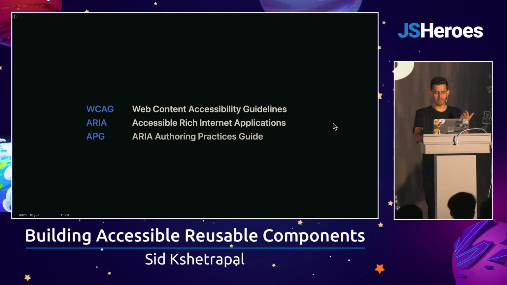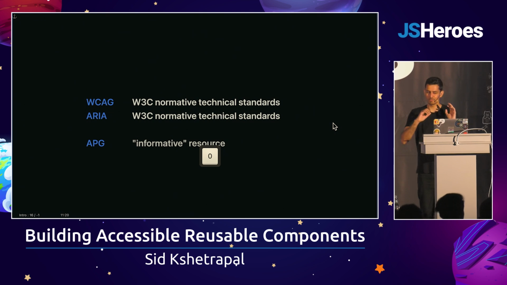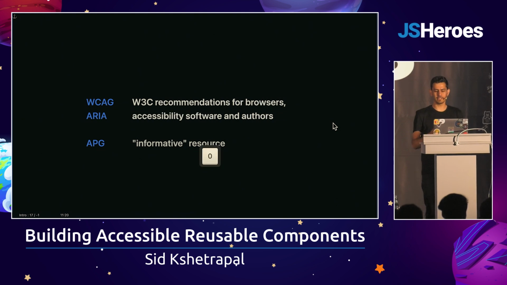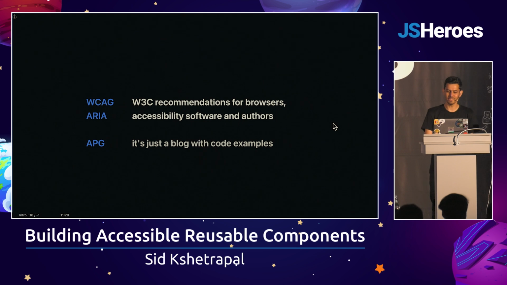And finally, there's APG, which is the Authoring Practices Guide. W3C creates a separation between these. The first 2 are what they call normative technical standards, which means that these are recommendations or specifications for browsers, accessibility software, and web authors like you and me. These are standards. While APG is an informative resource, so it's not a binding spec. You can think of it as just a blog with some code examples. But if you're like me, then APG really helps me actually learn.